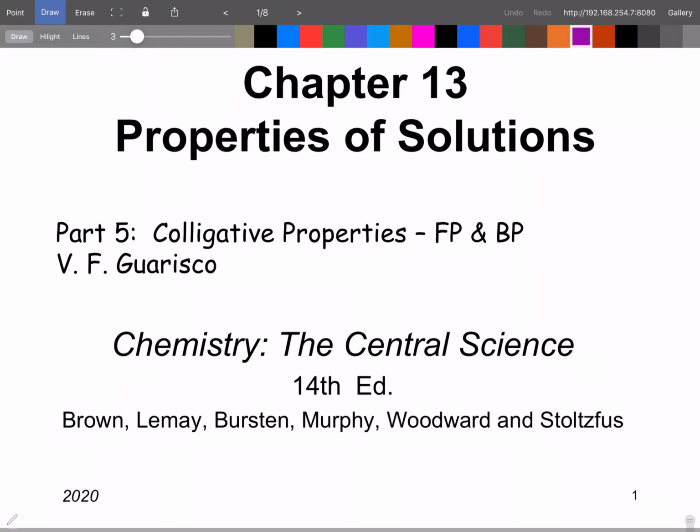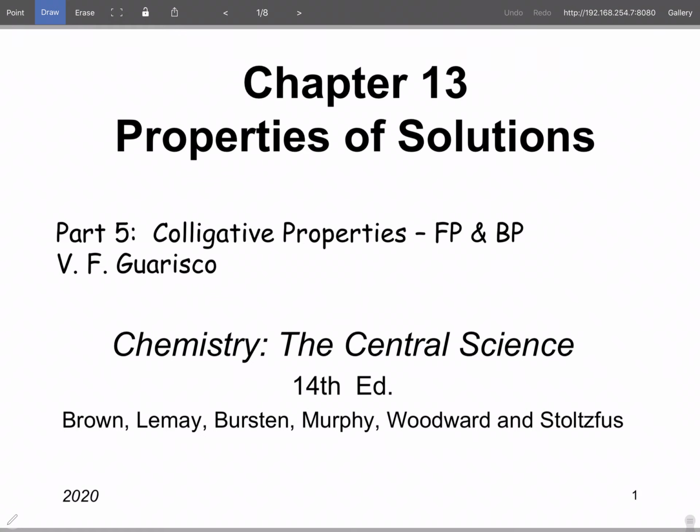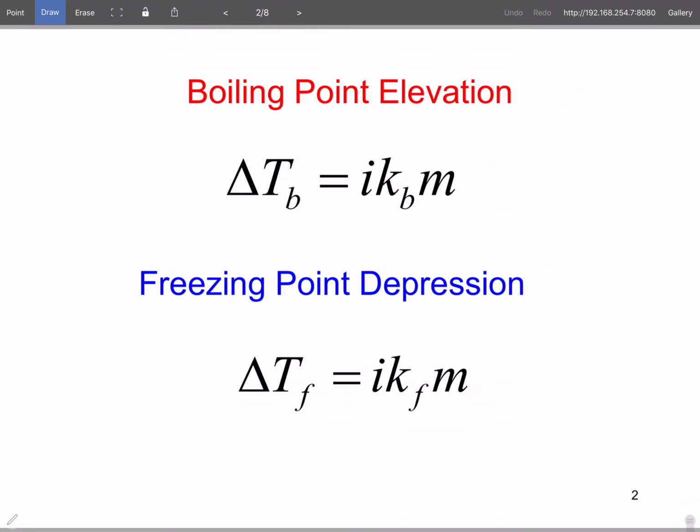Of solutions, and in this particular case we're going to work on the freezing point and the boiling point. Okay, so we're going to work our problems. Now these are simple equations. They pretty much look the same.